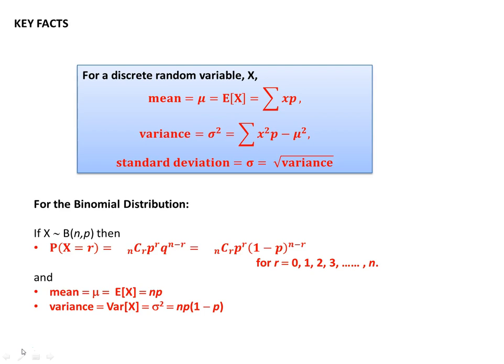In the special case of the binomial distribution, we don't need to go through the whole process of doing the summations because there are two very neat results. The mean for a binomial distribution with parameters n and p is simply np, and the variance for the binomial distribution with parameters n and p is np(1 - p).